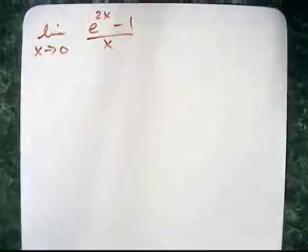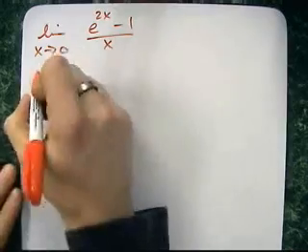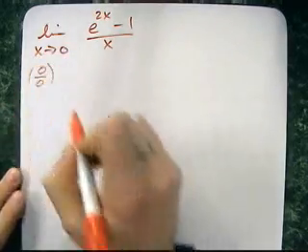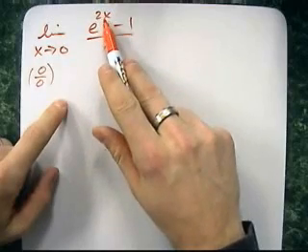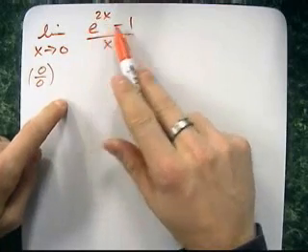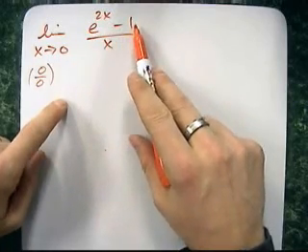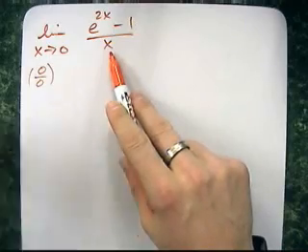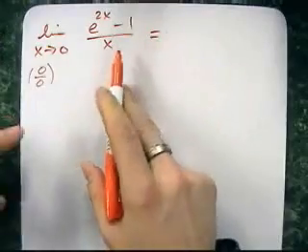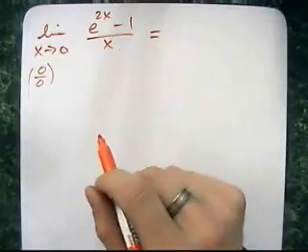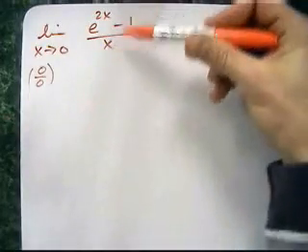What form is this? This is a 0 over 0 form, right? So that's the indeterminate. If I plug in a 0 right there, e to the 0 power, anything to the 0 power is 1. 1 minus 1 would give me 0 in the numerator. The denominator is 0. So this is a 0 over 0 form, which means I can go ahead and do L'Hopital's rule, take the derivative of the top and the bottom.